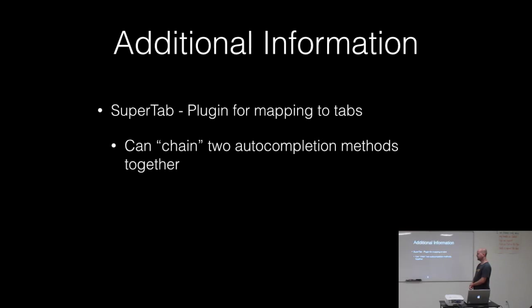It also has this neat little feature where it can chain together different auto-completion types. So if you select a default type of auto-completion to run when you hit Tab, you can have it try one of them, and if it doesn't work, it'll try the next auto-completion type, which is kind of cool.